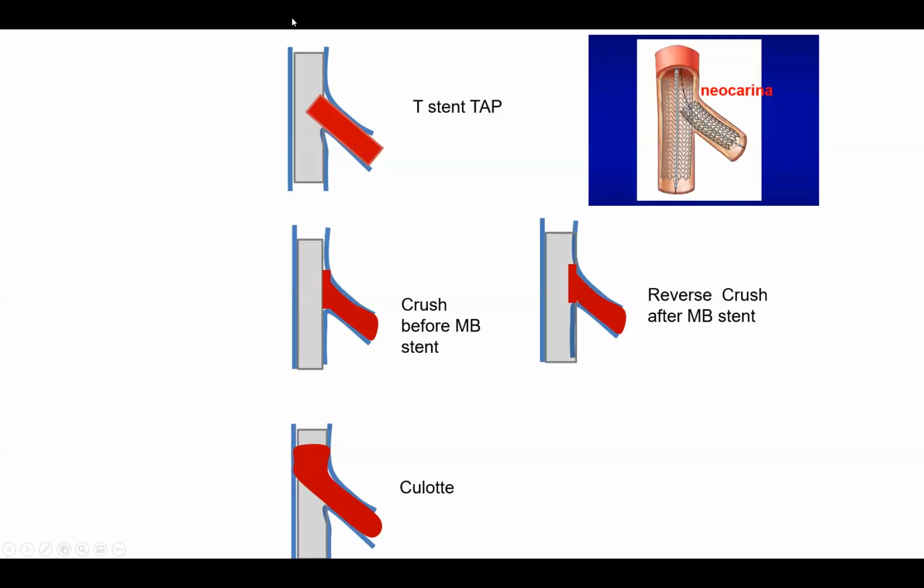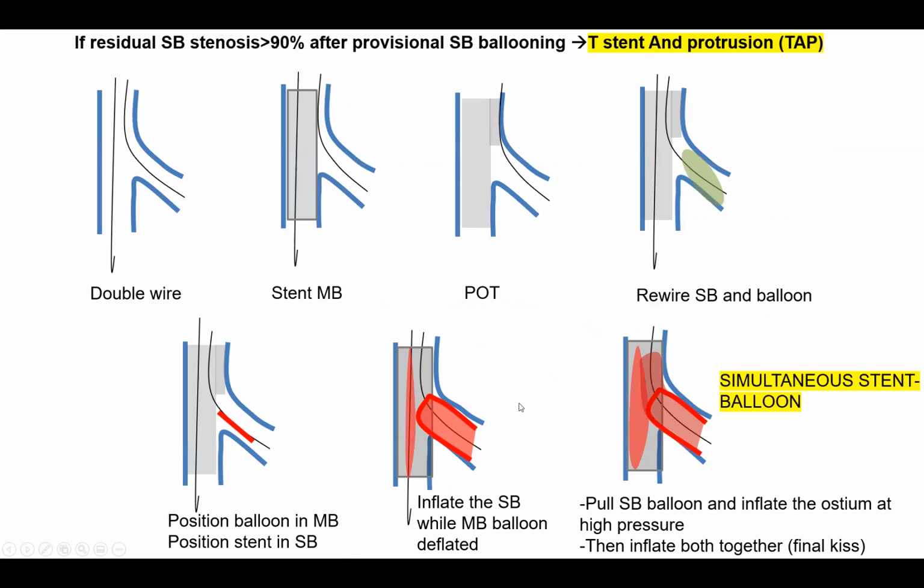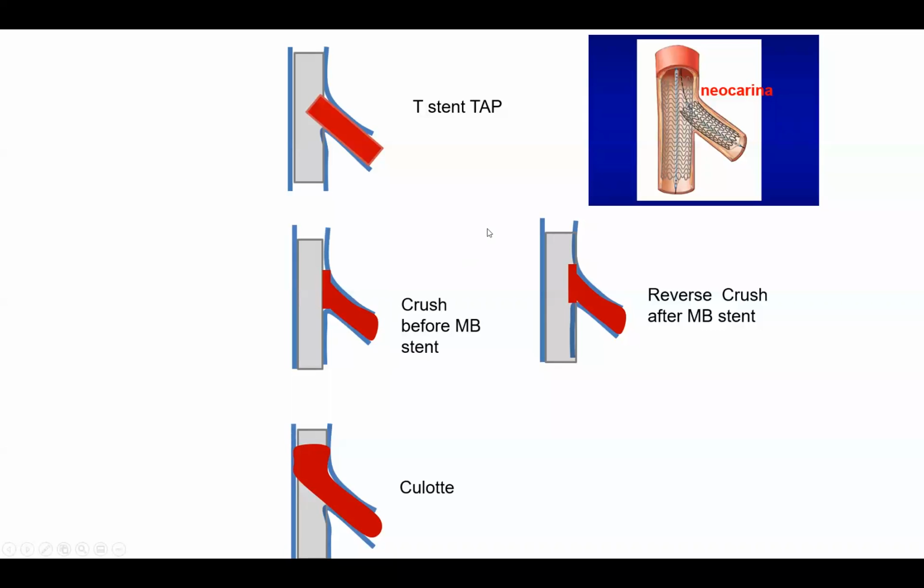You don't have a carina hanging in the main vessel, or the culotte technique where that stent is deployed all the way and touches the opposite wall of the main branch, and you have double circumference stents into the main branch, but you don't have anything hanging in the middle of the lumen. So this is the difference between T-stent, crush, and culotte. This is how it looks, the T-stent, ideally, after you've done the kissing balloon dilatation.